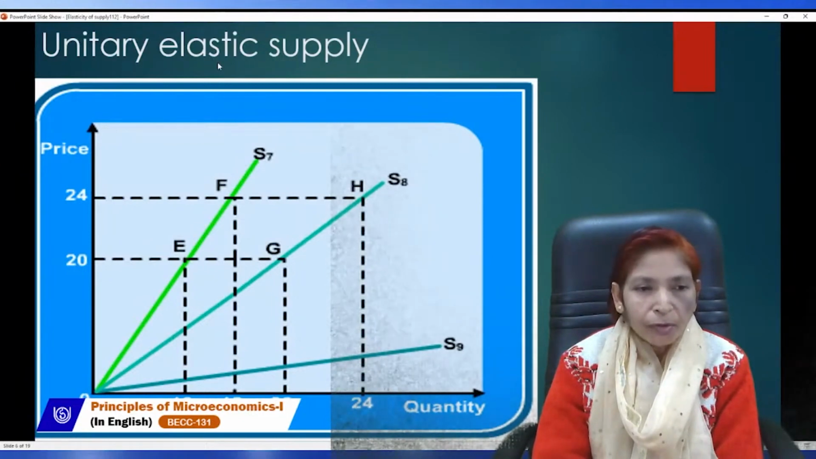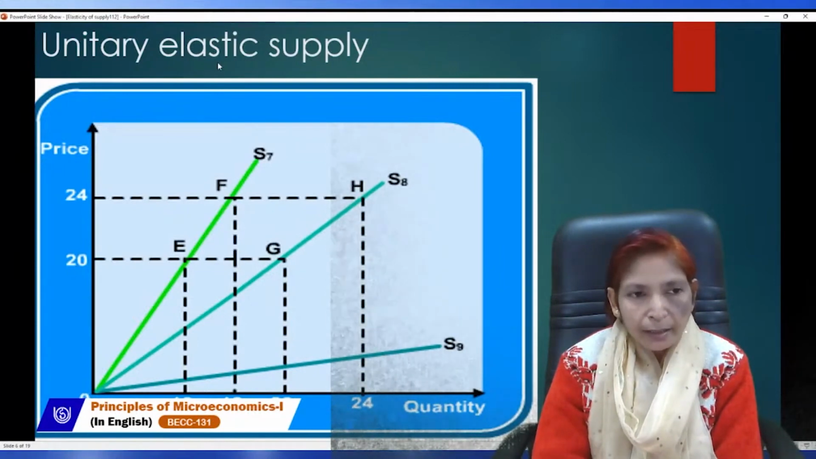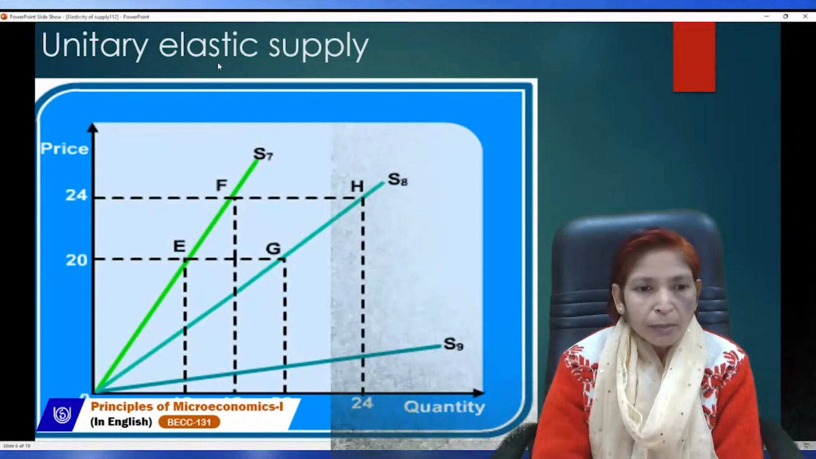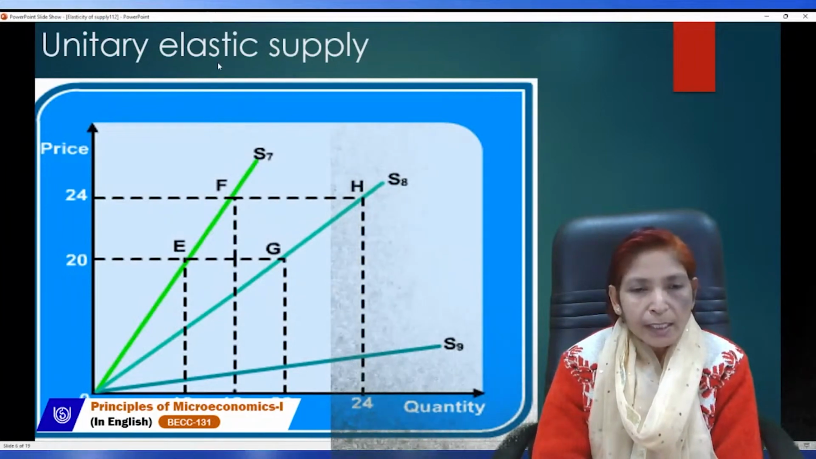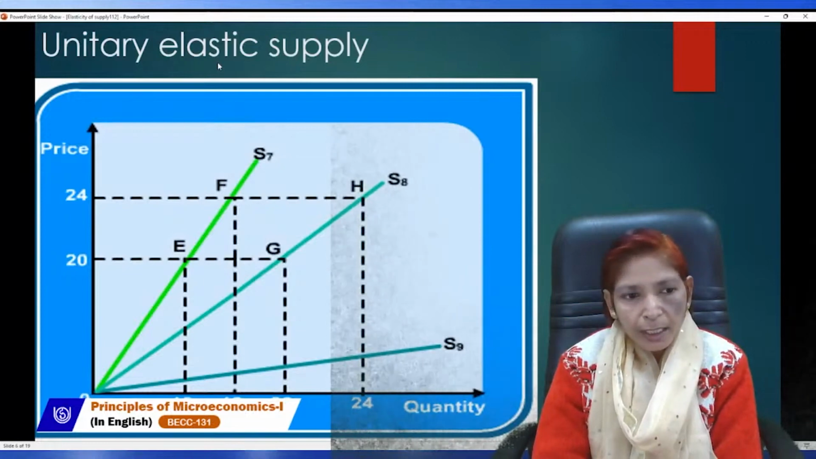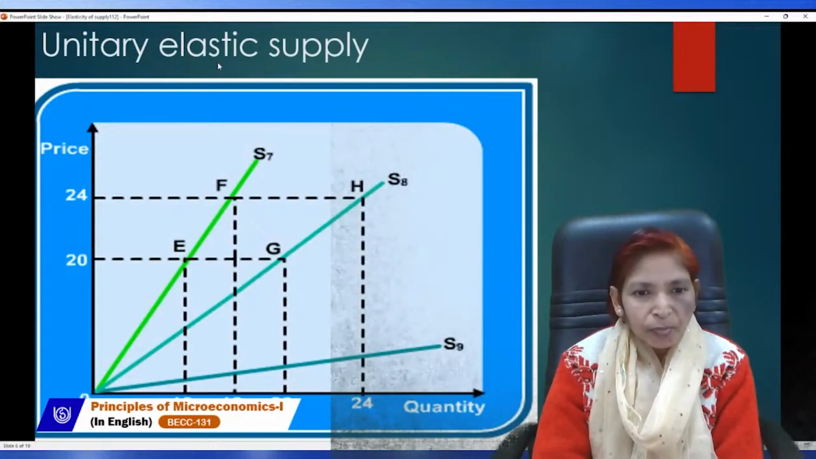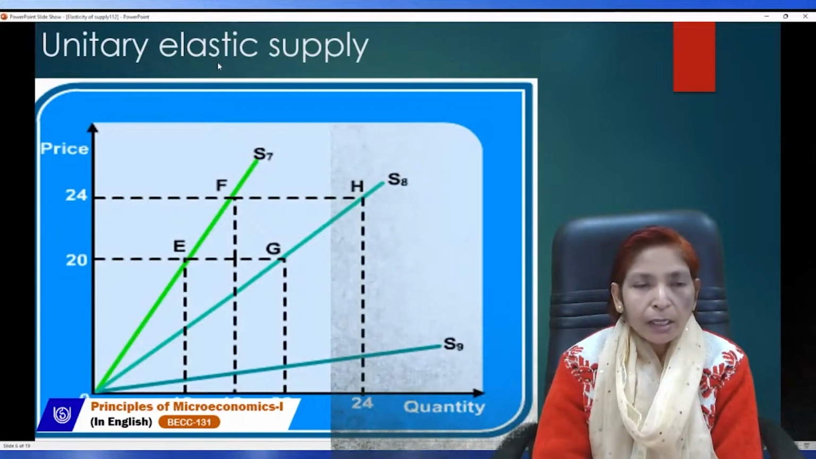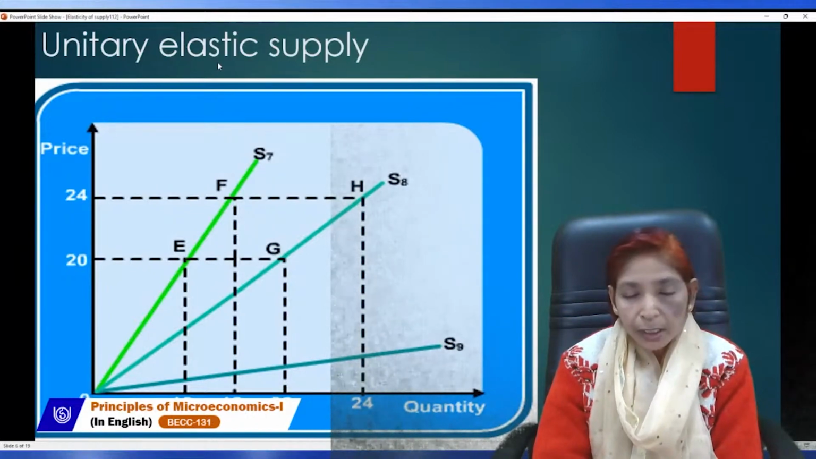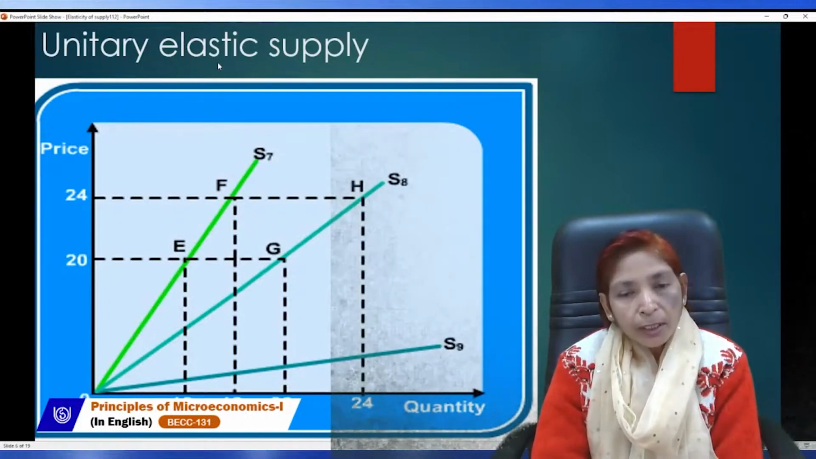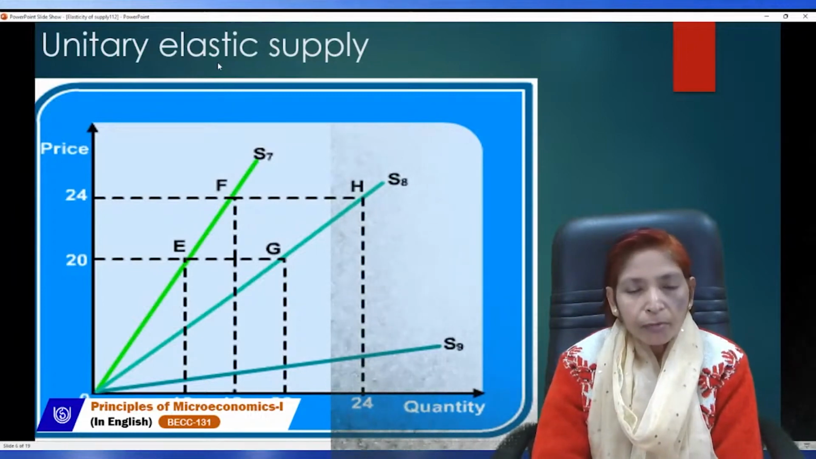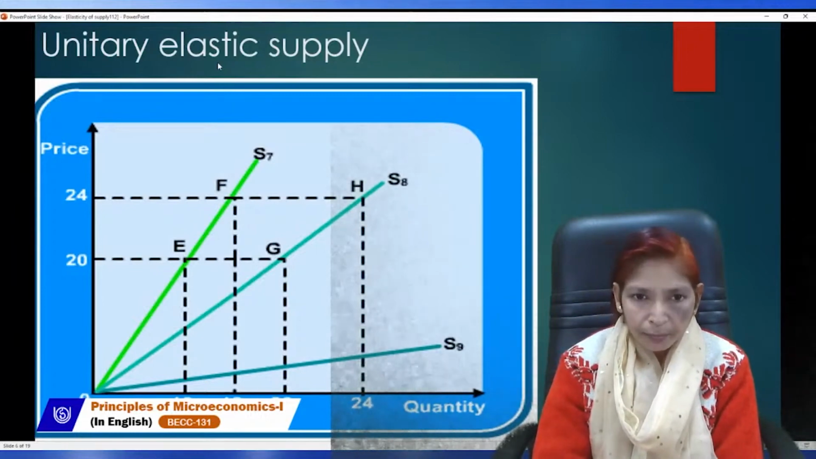First of all, when we want to draw any type of diagram, we must draw a 90-degree angle. And if we divide this 90-degree angle in between at the origin point, and take one line OS8, that is a 45-degree angle, it shows that the elasticity of supply is unitary elastic. Generally, when we show unitary elastic supply, the curve will be a 45-degree line.